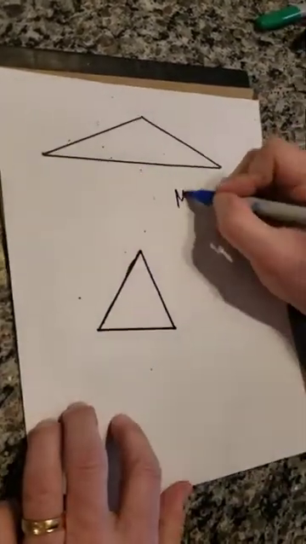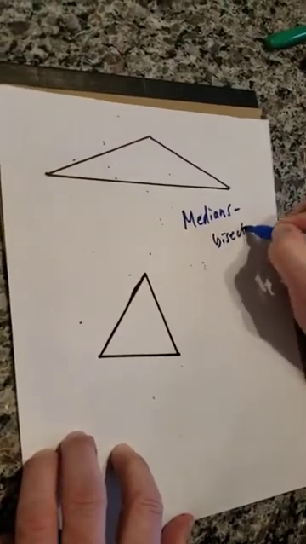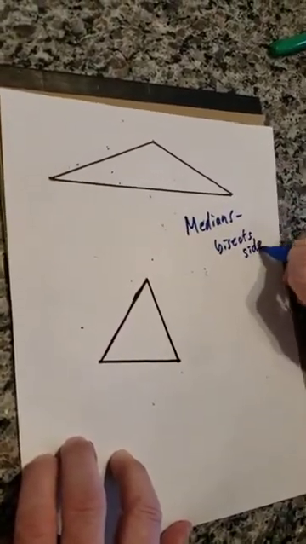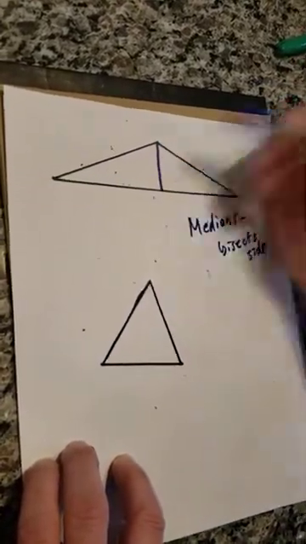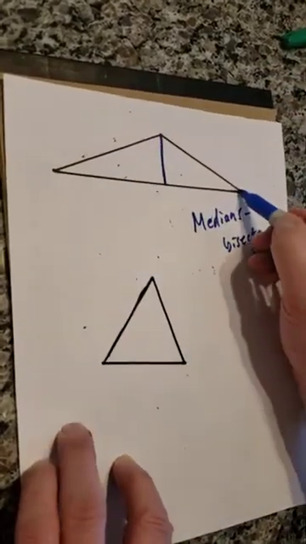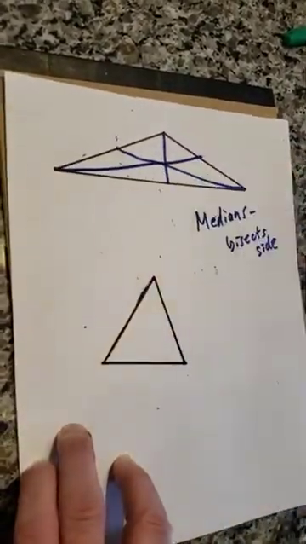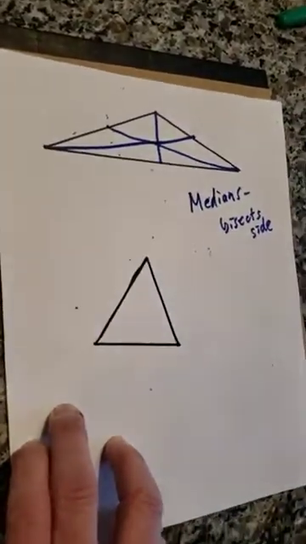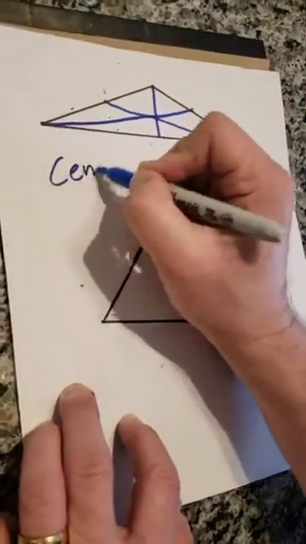Now, a median bisects a side, but it doesn't automatically bisect it in a perpendicular way. So the bisector for here might be that, and it might be perpendicular. But this one is not perpendicular. This one is not perpendicular. Now, the medians meet at the coolest word in all of geometry. It's called the centroid.